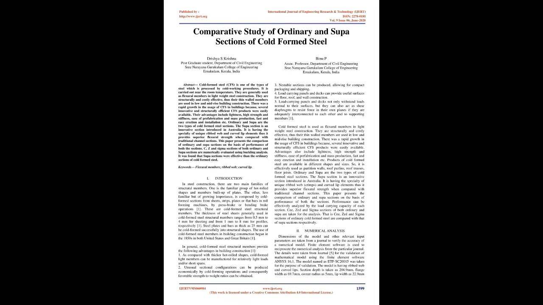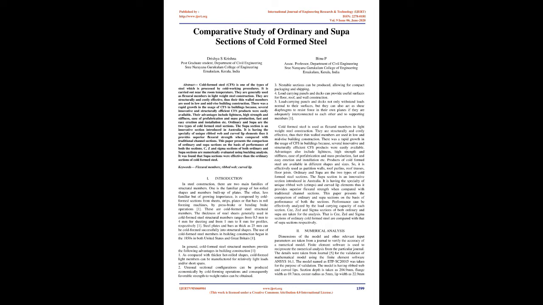The thickness of steel sheets generally used in cold-formed steel structural members ranges from 0.5 mm to 4 mm for sheeting and from 1 mm to 8 mm for profiles, respectively. Steel plates and bars as thick as 25 mm can be cold-formed successfully into structural shapes. The use of cold-formed steel members in building construction began in the 1850s in both the United States and Great Britain. In general, cold-formed steel structural members provide the following advantages in building construction.